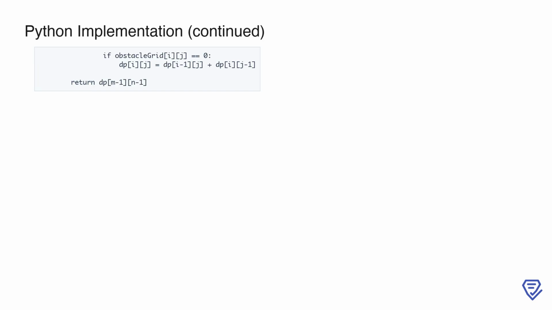After iterating through all the rows and columns, the DP grid is fully populated with the number of unique paths to each cell. Finally, we return the value at DP[m-1][n-1], which represents the total number of unique paths to the bottom right corner of the grid. This gives us our desired result, efficiently calculated using dynamic programming.